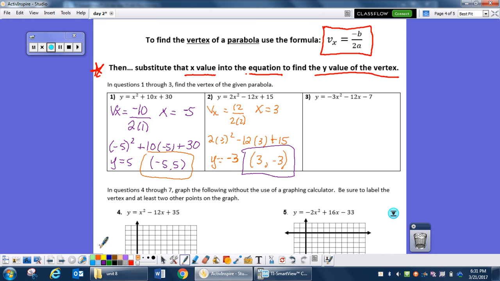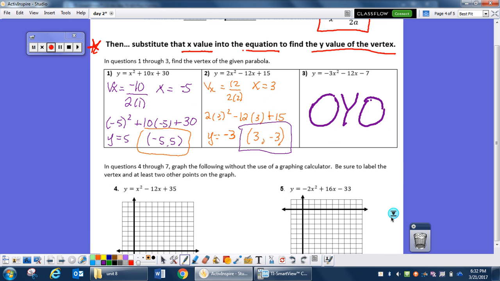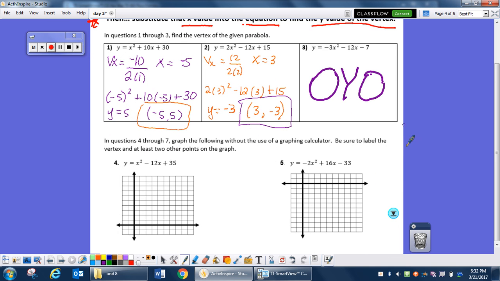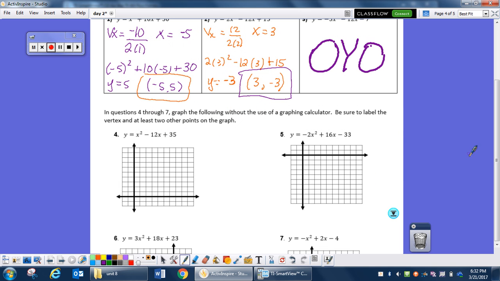So I'm going to leave number 3 for you to do on your own. So I'm going to put a big fat Oyo there. So it's your notes. If you choose not to do it and get it checked, you won't be able to use this one on your quest, which also means that if this exact question is on your quest, you might not be able to get it right. So I would still do it and get it checked. Alright, so now we're just going to take that and graph it.